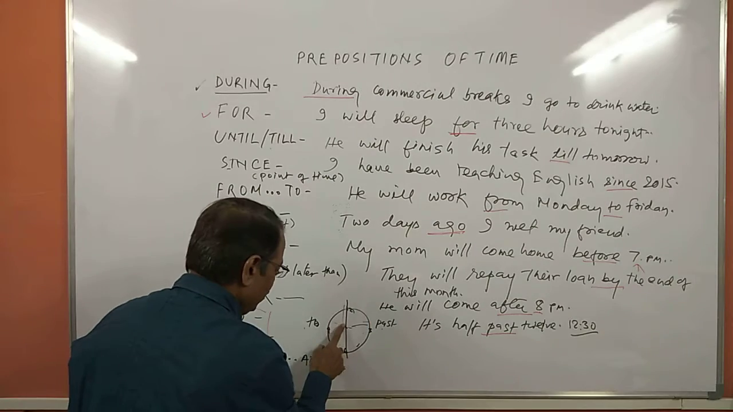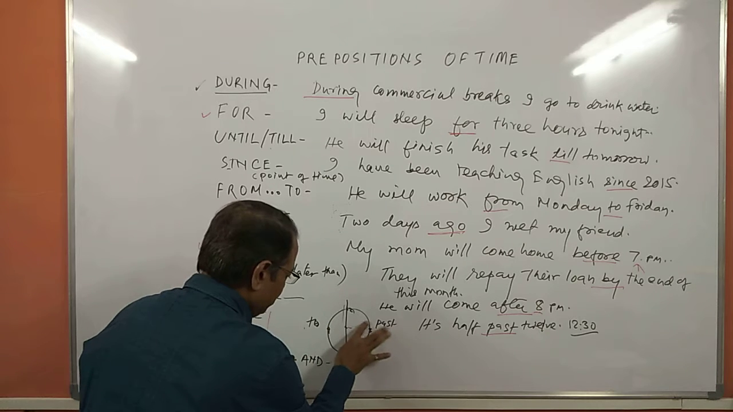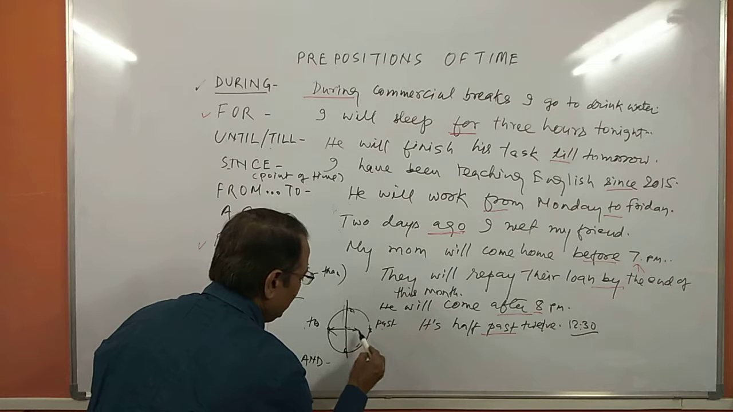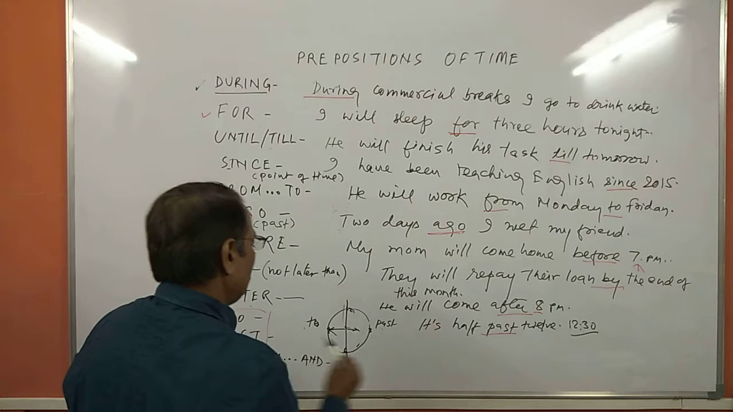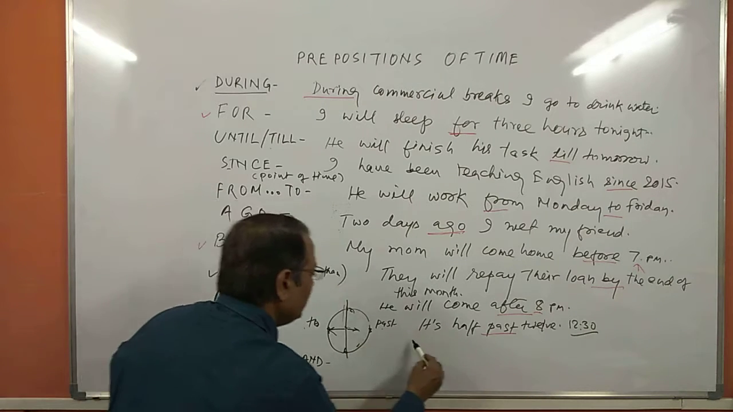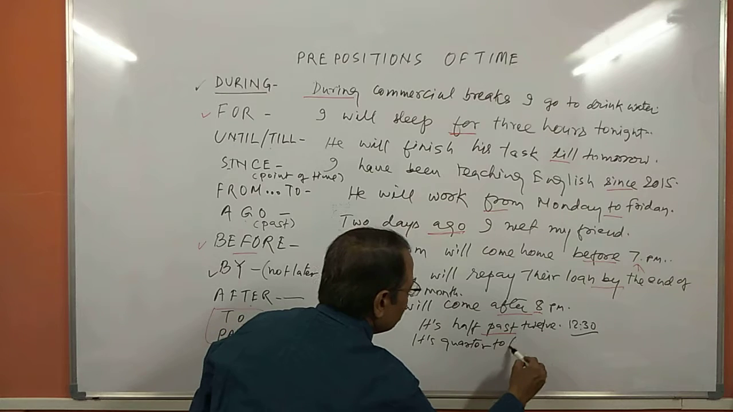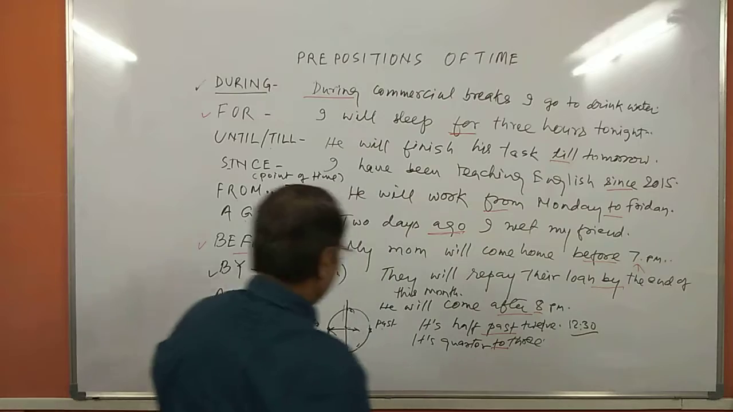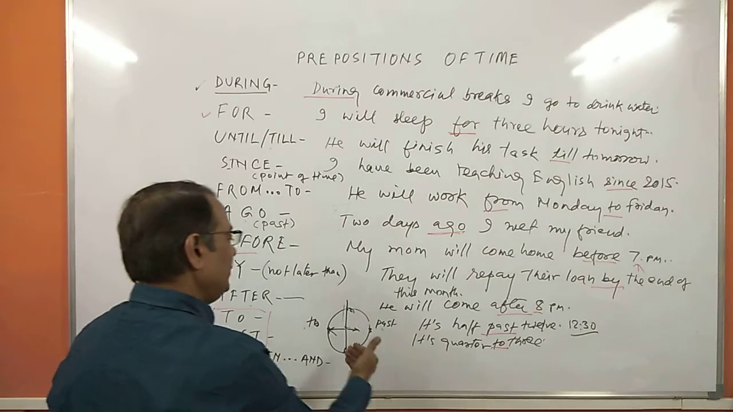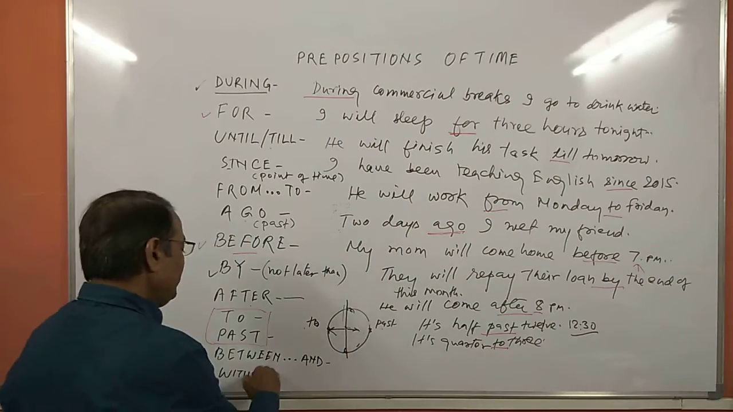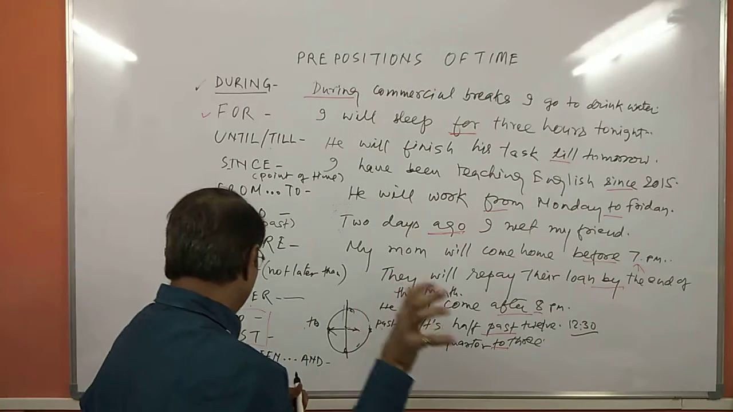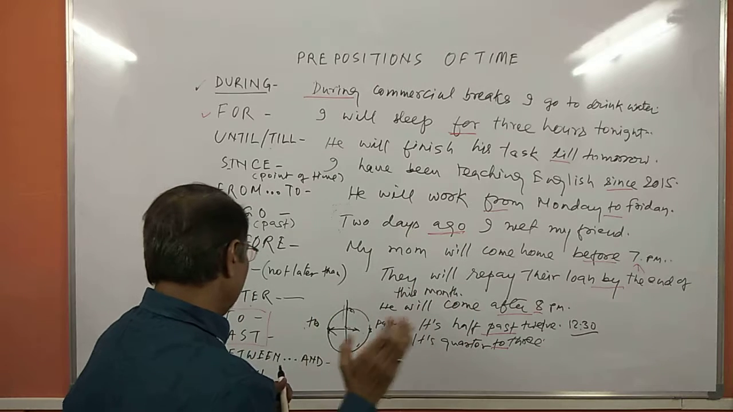Suppose I'm showing here, this minute hand is at 9 and this hour hand is at 3, right? So what is the language I'm going to use? It's a quarter to 3, 2:45. It's clear? I'm using "to" here. So when it is this side, then you are using "to." Next is "between" and. Actually, when again you are talking about two time points, then you are using "between" and, right?